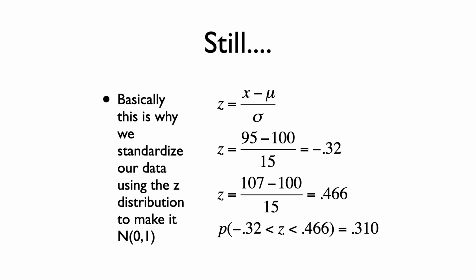So this is why we standardize things and make them a normal distribution with a mean of 0 and 1. It's because it allows us to look things up in a table. We don't have tables with a mean of 100 and a standard deviation of 15, because that's what IQ is. We don't have tables with a mean of whatever and a standard deviation of whatever. We do, however, have a series of tables with a mean of 0 and a standard deviation of 1. So if we turn everything into one with a mean of 0 and a standard deviation of 1, we can then look things up in a table and easily find these probabilities.